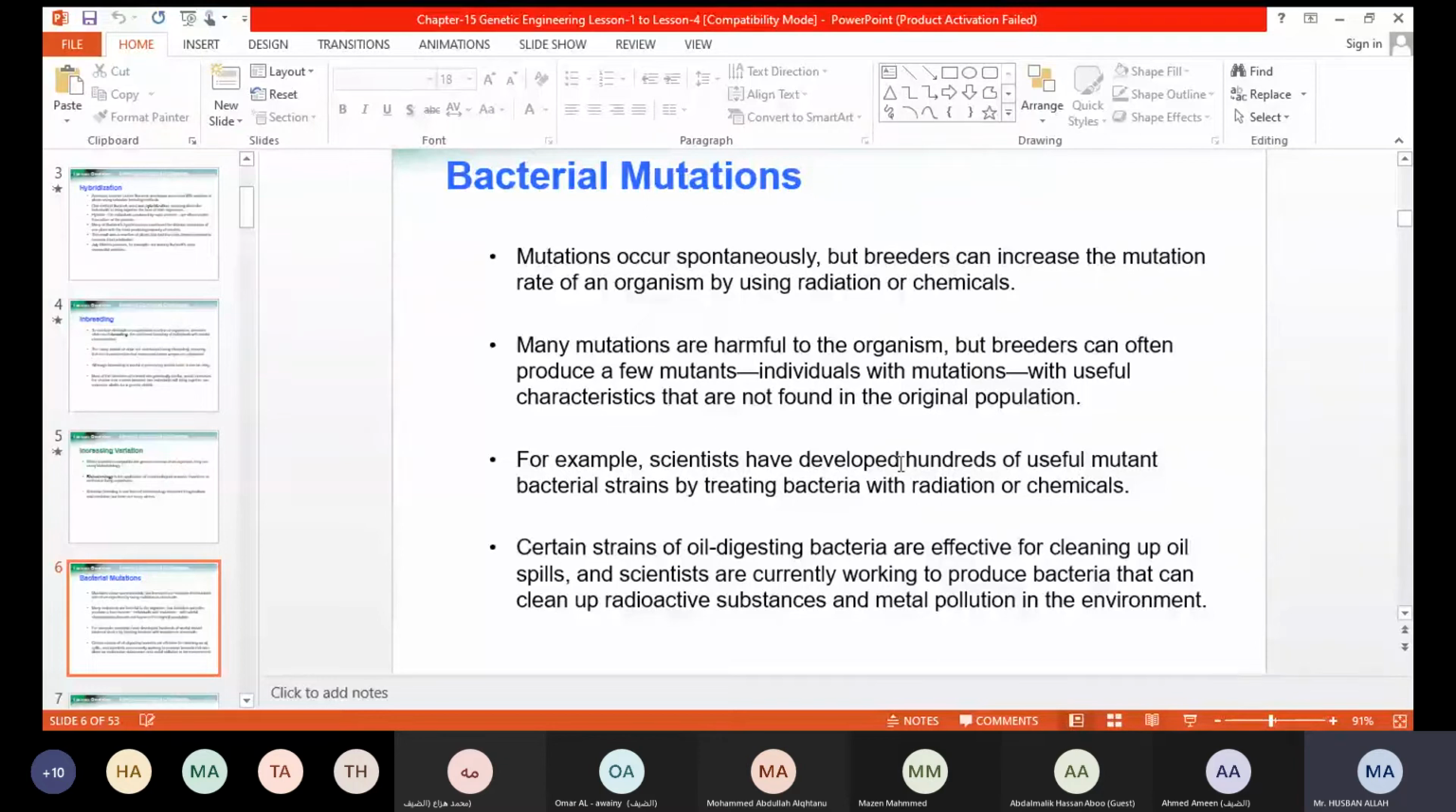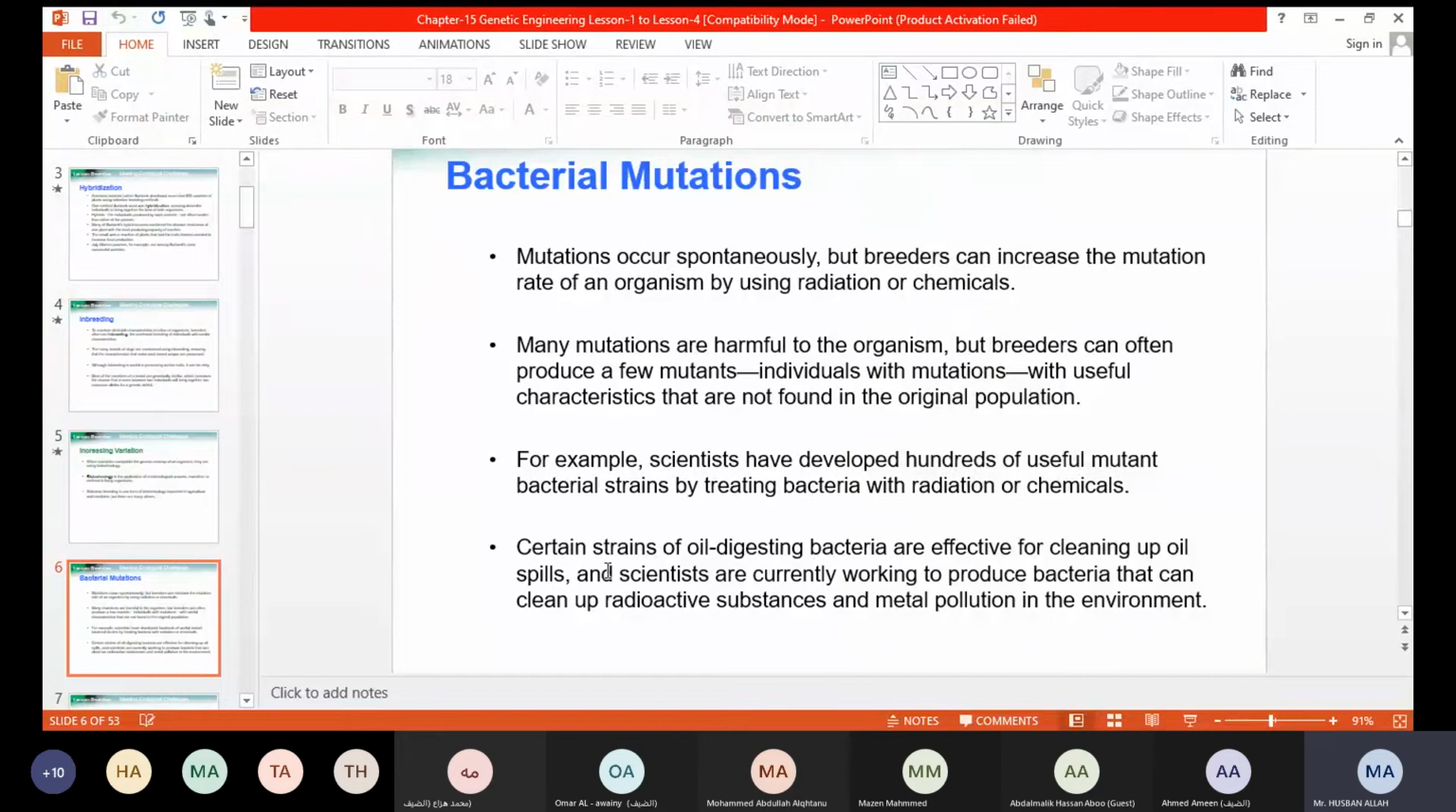For example, scientists have developed hundreds of useful mutant bacteria strains. Different bacteria strains have been mutated and developed, right? And what are they being used for? They are being used for human use. With the help of radiation and chemicals, they have been mutated. Certain strains of oil-digesting bacteria, which have been mutated, are effective for cleaning up oil spills.